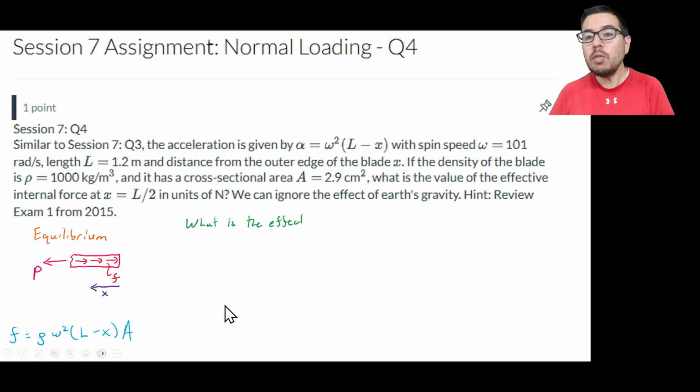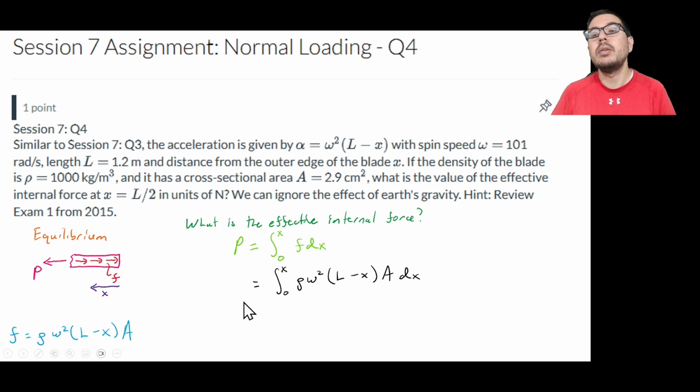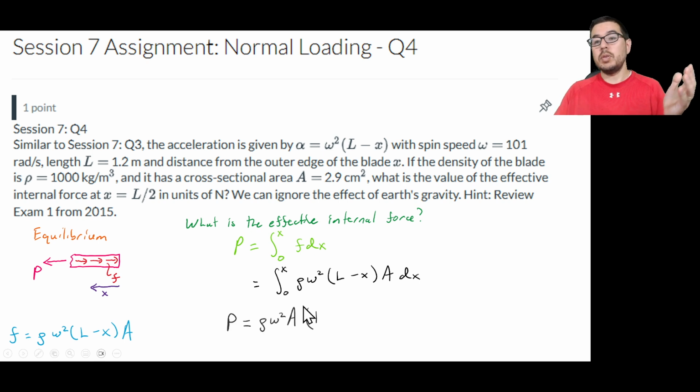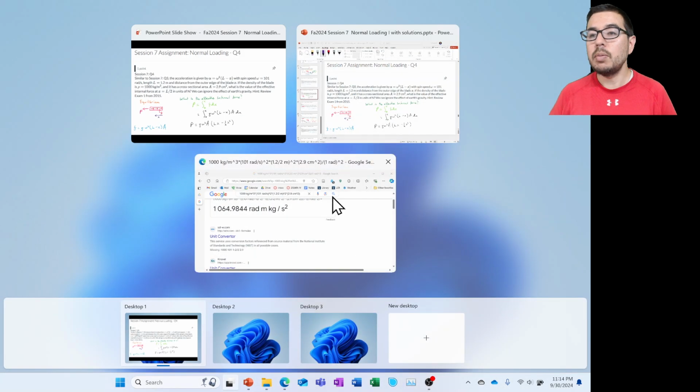For the internal force, what do we do? Well, we're just going to integrate this distributed force with respect to x. The distributed force has units of newtons per meter, and we're going to integrate that distributed force with respect to x, and then be able to calculate the internal force like we see here. And so the resulting internal force is this expression that we have, rho omega squared A times quantity Lx minus 1/2 x squared. Let's go ahead and implement this problem in Colab.